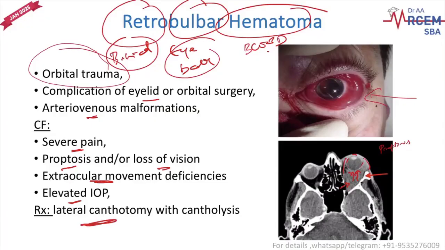Lateral canthotomy. So basically, the incision is done here. Lateral canthotomy and cantholysis. The incision is done there to relieve the pressure. If you do not relieve the pressure, complete loss of vision will occur because of the compression on the optic nerve. So lateral canthotomy, who does it?